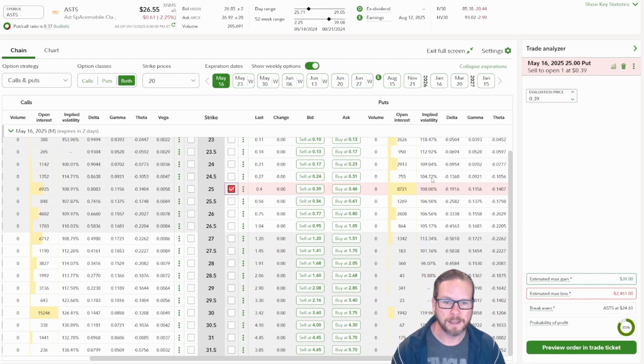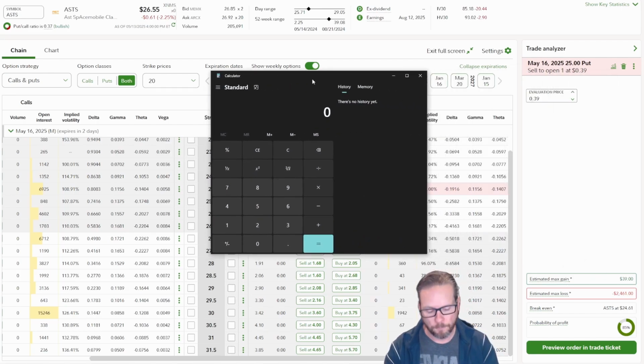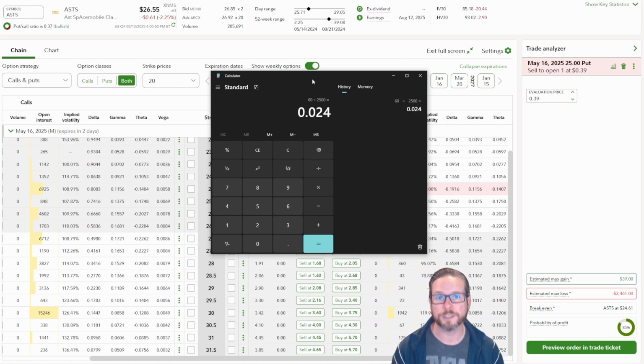And if you look at that, it shows the delta is in the 15% range, but at the time, I think it was probably closer to 20. Anyway, when I was looking at this, I said, okay, let's do a little bit of quick math and make sure that we're getting paid on this. For 60 cents, or $60 per contract, divided by the amount that the stock would cost me to sell the contract on, which in this case would be 25 times 100, so $2,500, was a 2.4% return.